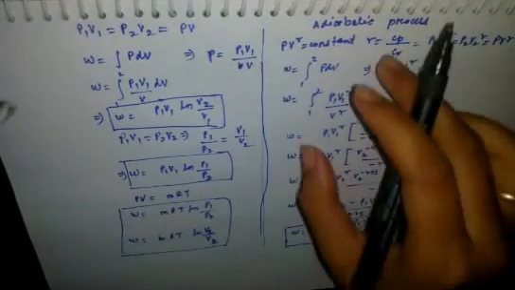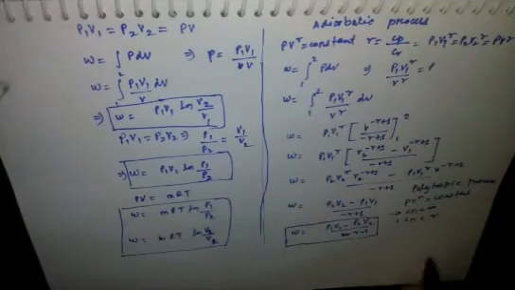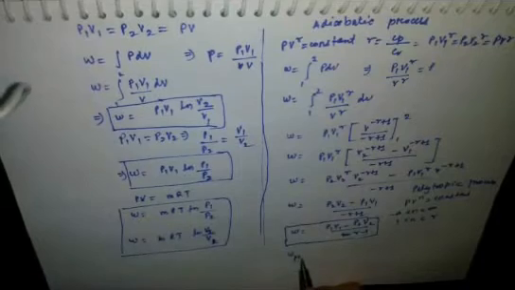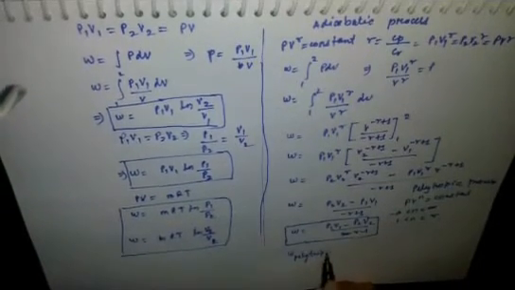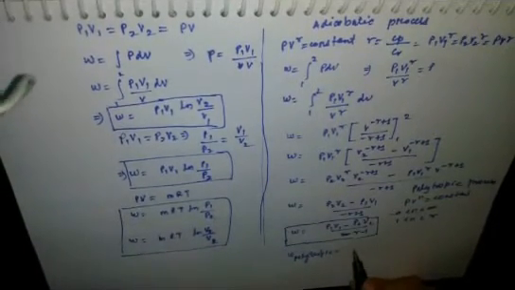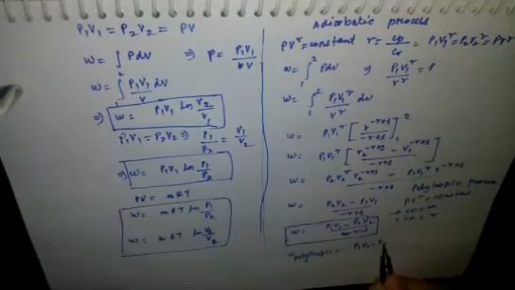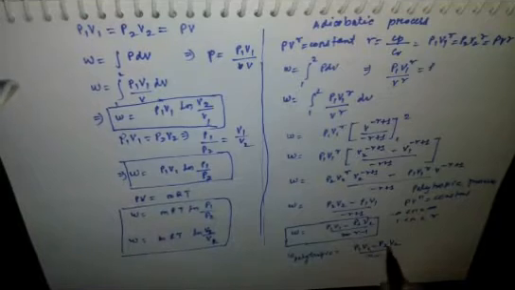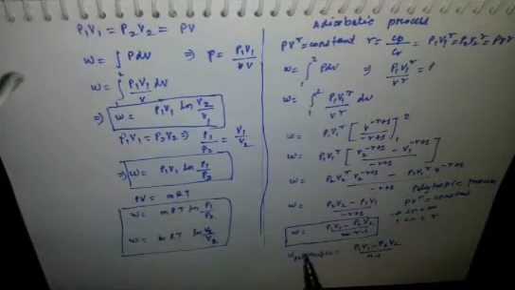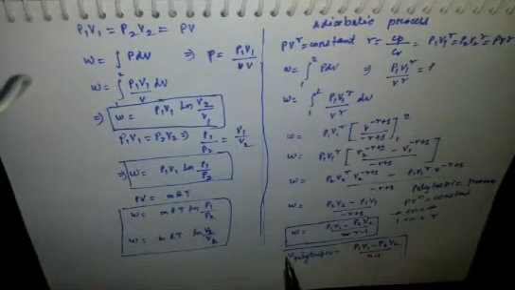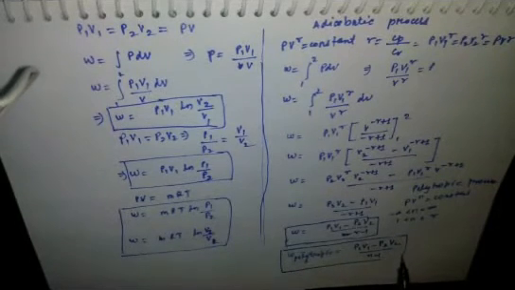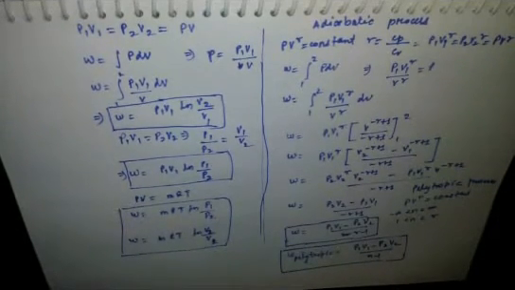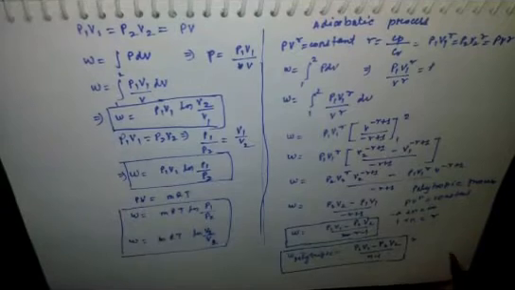So if we carry out the whole process, we are getting work done in the polytropic process as P1 V1 minus P2 V2 upon n minus 1. This is for the polytropic process, and we are concluding here.